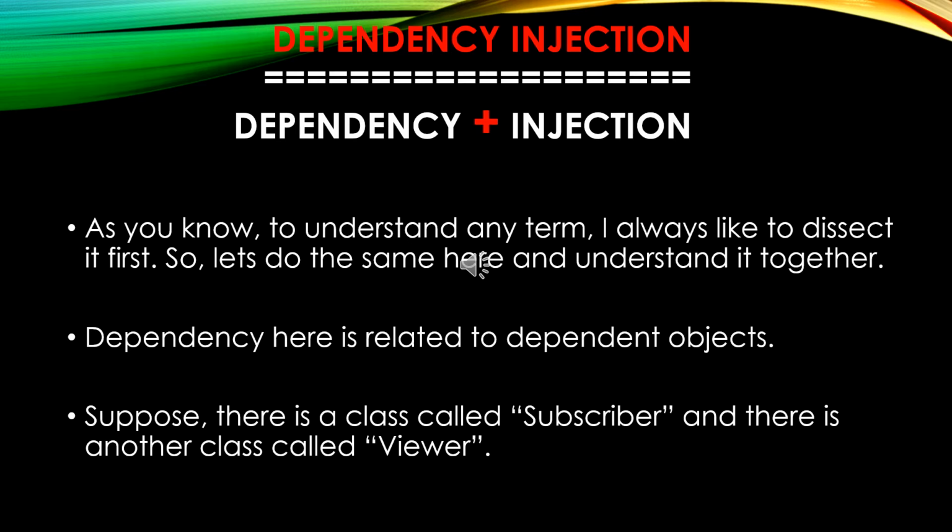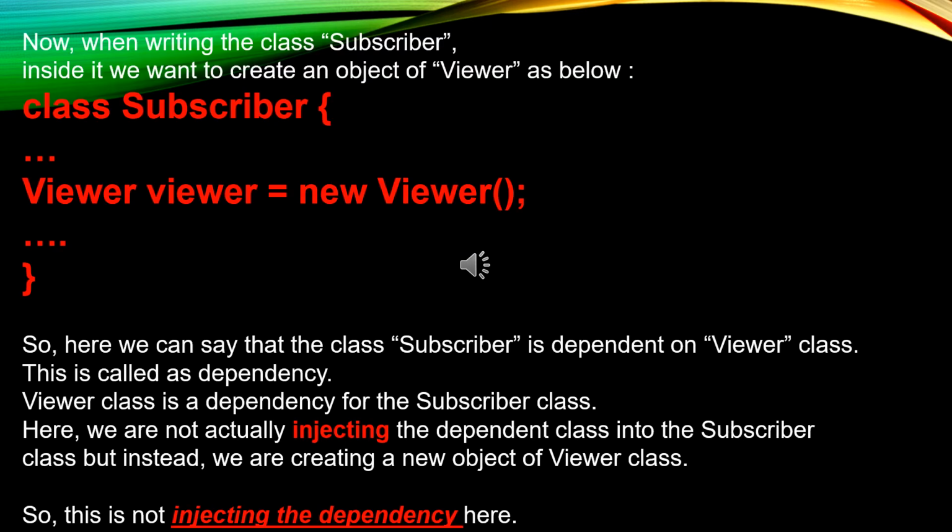Dependency here is actually related to dependent objects. Suppose there is a class called subscriber and there is another class called viewer. Now let's try to understand this scenario so as to get into the depth of this concept. Now we are inside the subscriber class and suppose we need the viewer object inside the subscriber class for our further logic implementations.